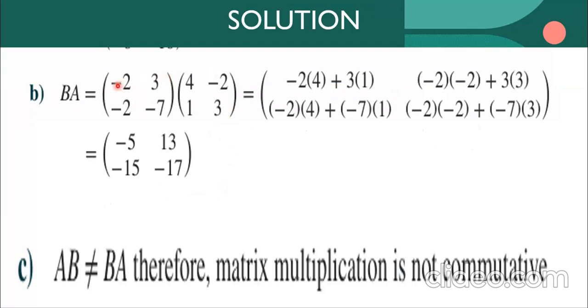The same thing: row times column. So this row times this column gives us this entry. The same row times this column. So that's minus 2 times 4, 3 times 1, minus 2 times minus 2, 3 times 3. So you are done with this row. Then you come and pick the second row.